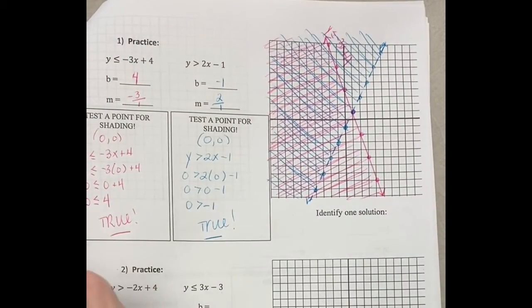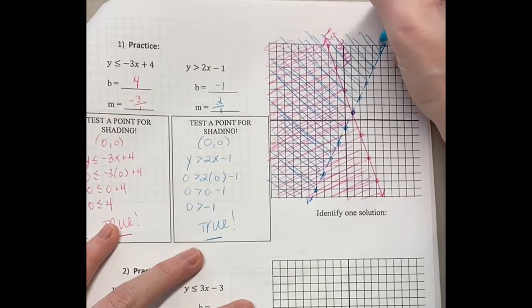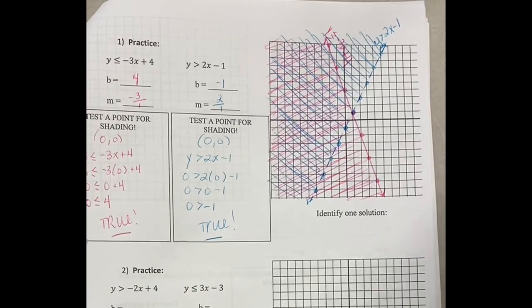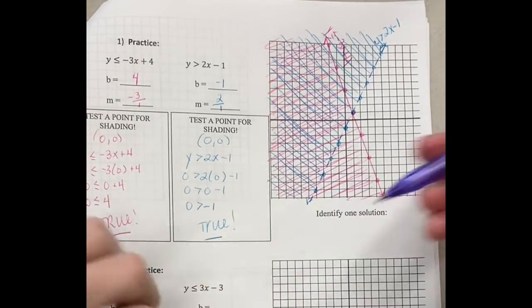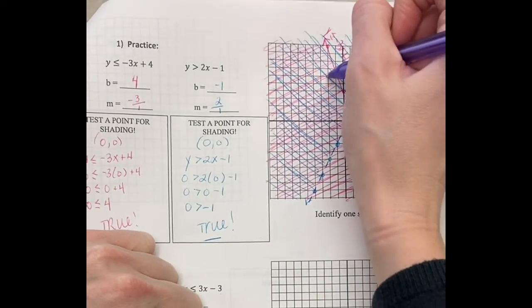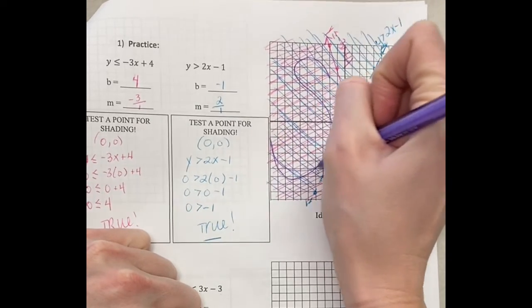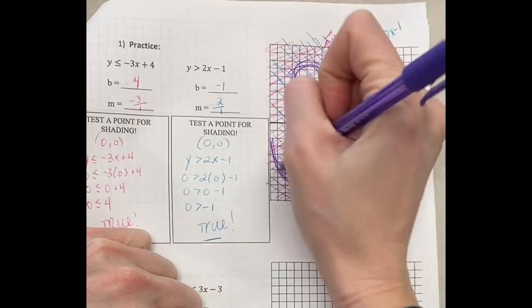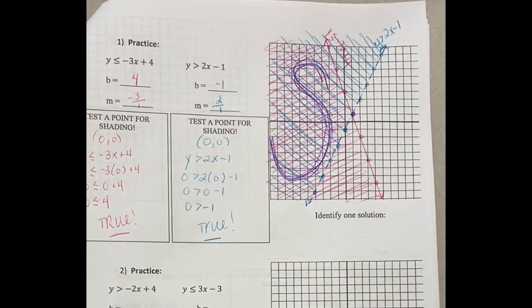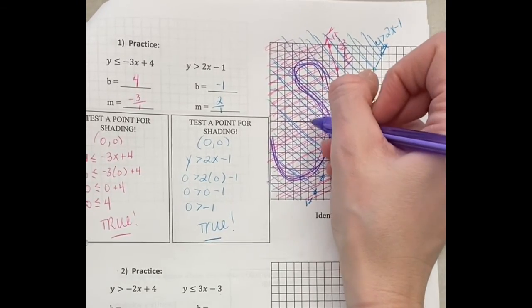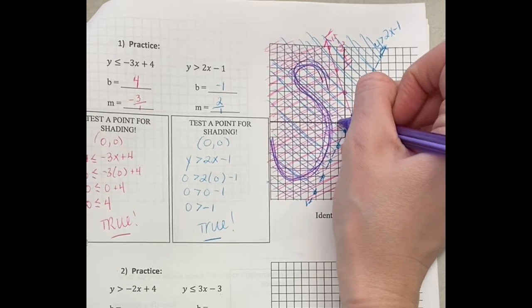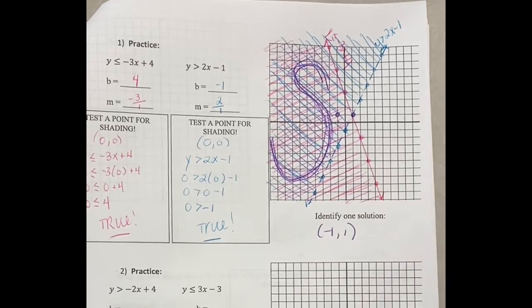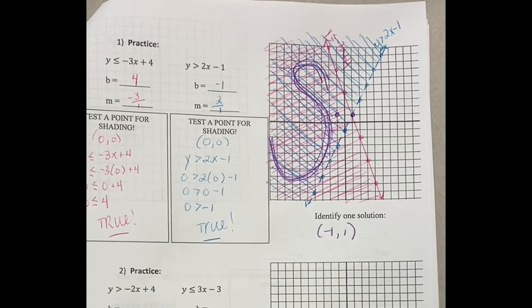And then we need to always write our equation. So we have y is greater than 2x minus 1. And then I'm going to label the solution set, which is the part where they all cross, with a big S. Then we need to identify at least one solution. So I'm going to say (negative 1, 1) is a solution there. And there are plenty of other solutions that could be possible.